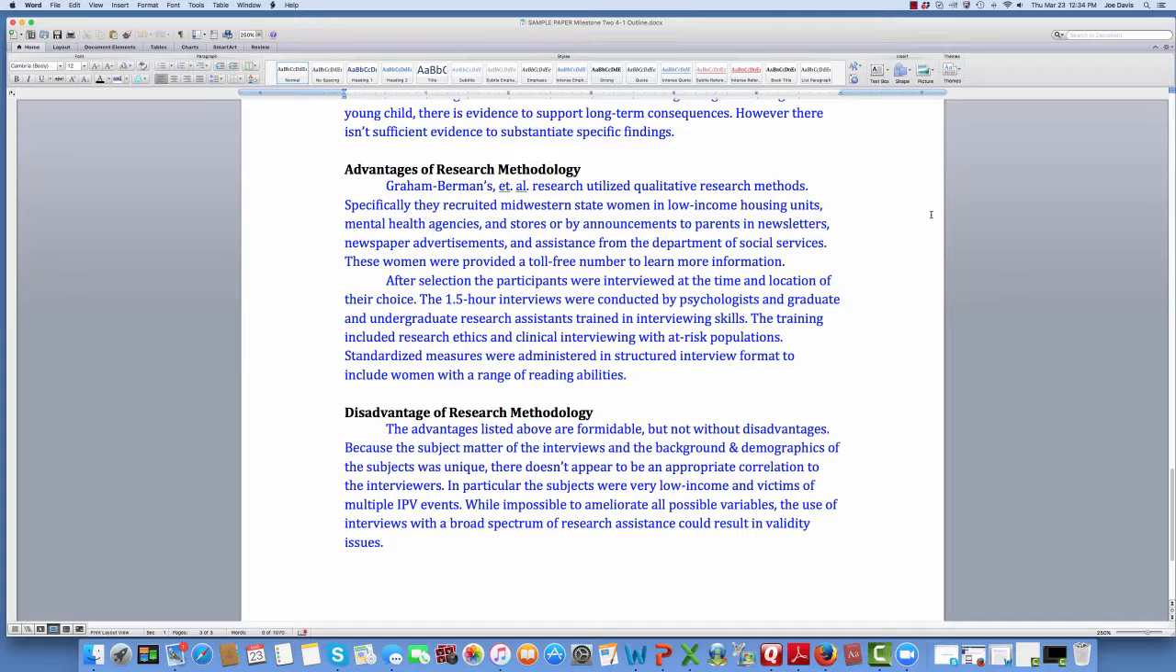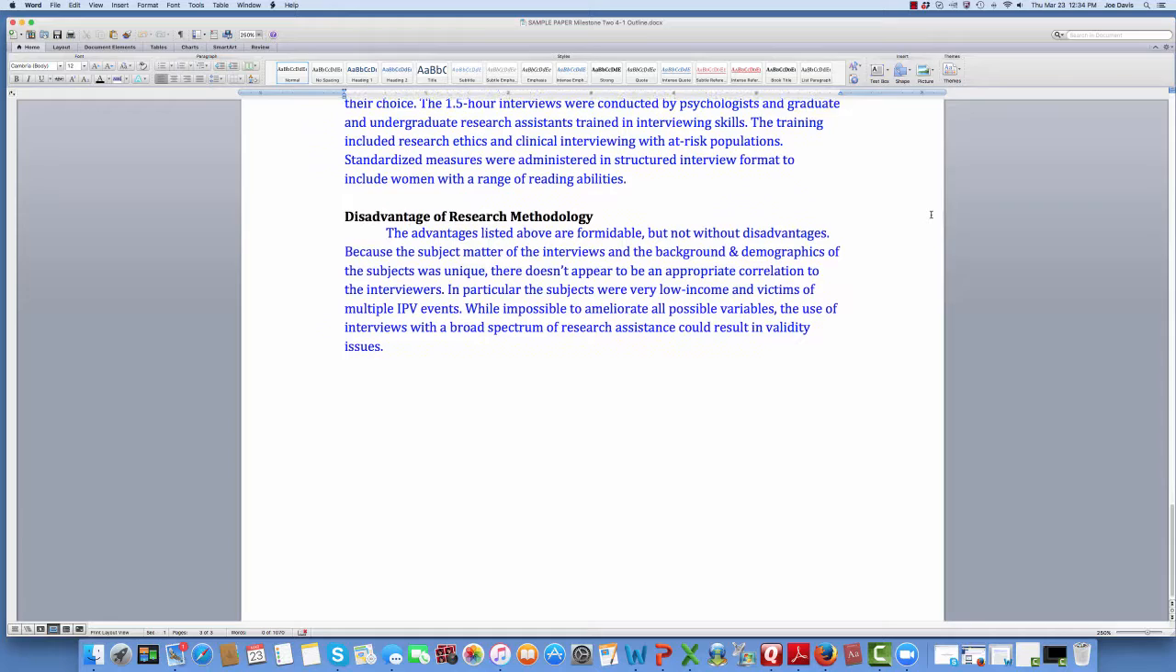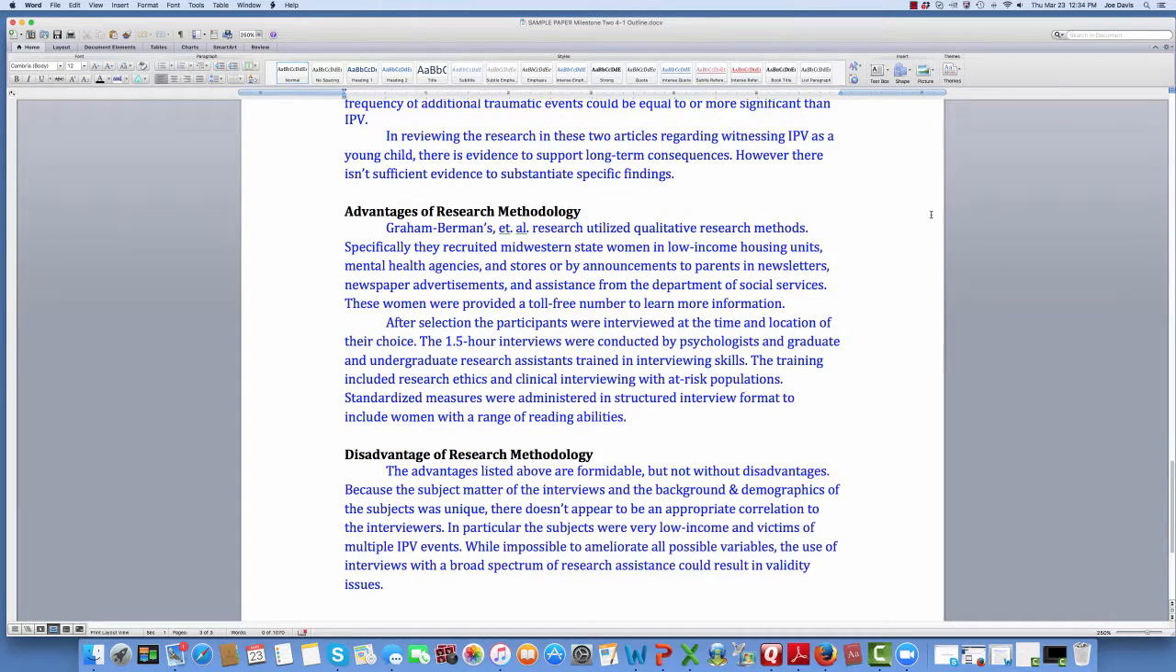After selection, the participants were interviewed at the time and location of their choice. The 1.5-hour interviews were conducted by psychologists and graduate and undergraduate research assistants trained in interviewing skills. The training included research ethics and clinical interviewing with at-risk populations. Standardized measures were administered in structured interview format to include women with a range of reading abilities. And those were the advantages.